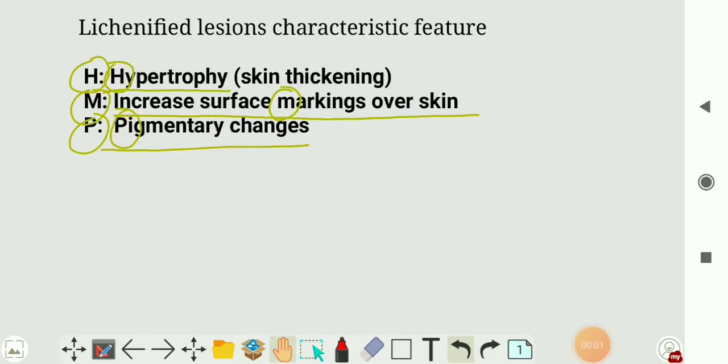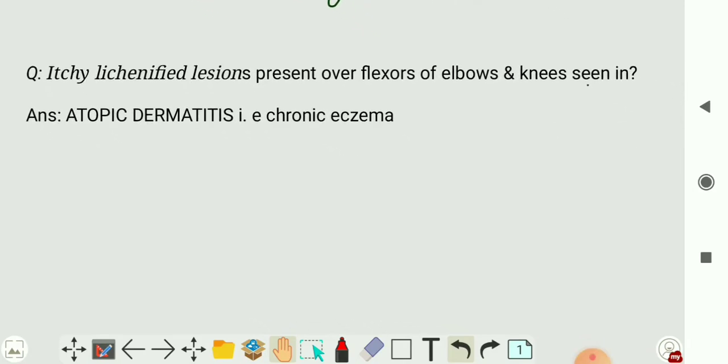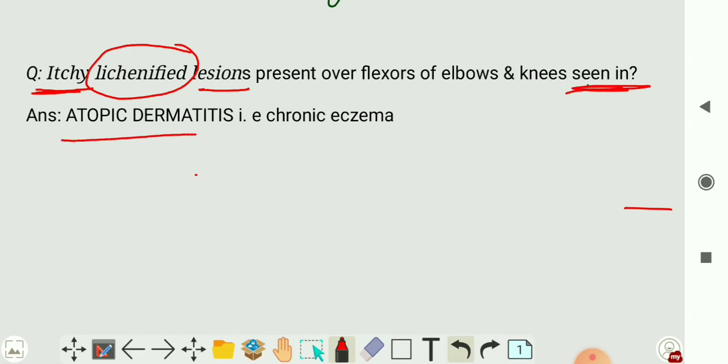There was a question which has been asked in NEET PG 2018, that itchy lichenified lesions. As you can see here, a word lichenified. Whenever you hear the word lichenified, just think of chronic eczema. Here is the question: itchy lichenified lesions presenting over flexures of elbows and knees are seen in. The itchy lichenified lesions are seen in atopic dermatitis, and atopic dermatitis presents with chronic eczema.